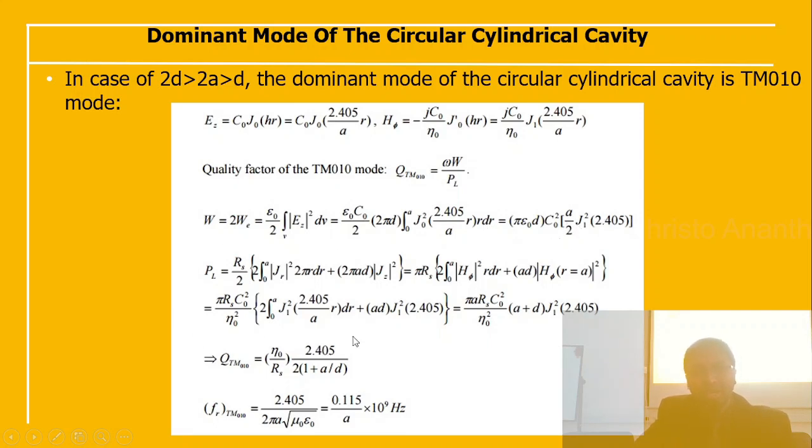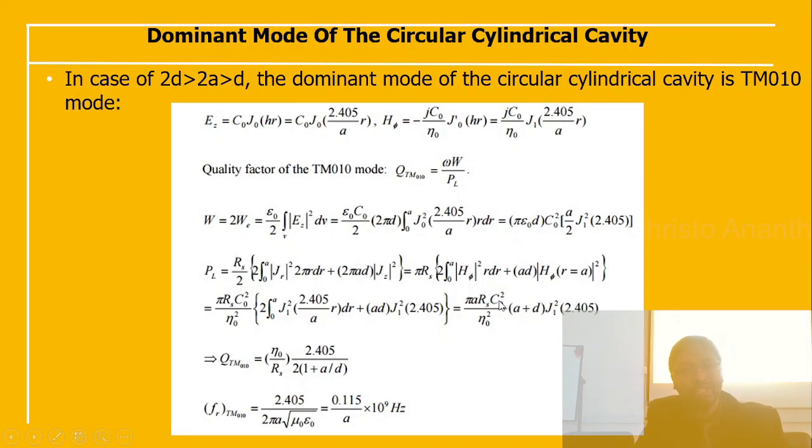So you will go on for evaluation of PL, which is equal to pi a Rs, E naught square by eta naught square, a plus d, J1 square 2.405. So this is the quality factor that you will analyze for the 010.